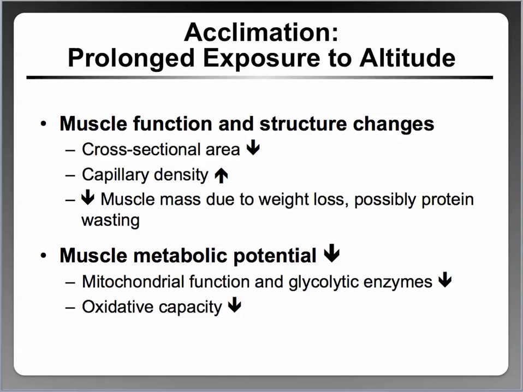Because we're trying to get more blood and oxygen to the working tissues, you do see an increase in capillary density, and you also see a decrease in muscle mass due to weight loss. It's possible that you have protein wasting, possibly due to appetite loss. You also see a decrease in the muscle metabolic potential. You see a decrease in mitochondrial function and glycolytic enzymes after about 4 weeks of exposure. And then you also see a decrease in oxidative capacity enzymes, and this affects your ability to generate ATP.